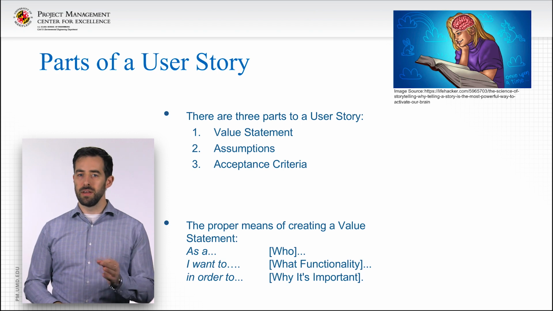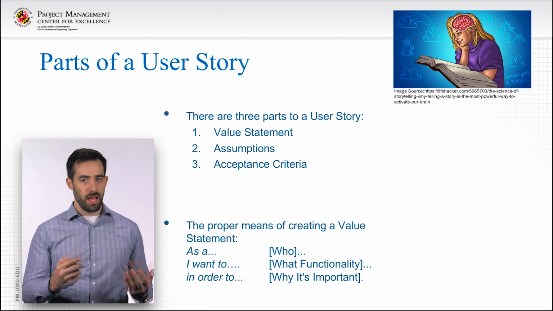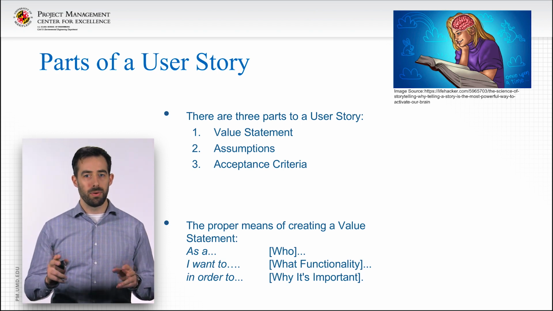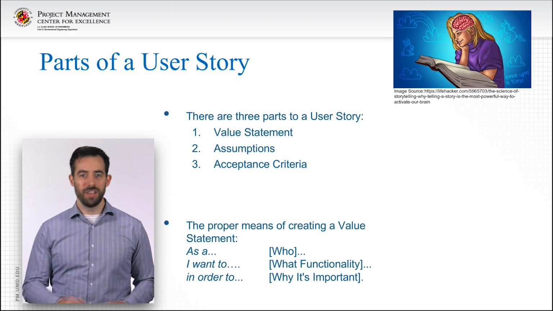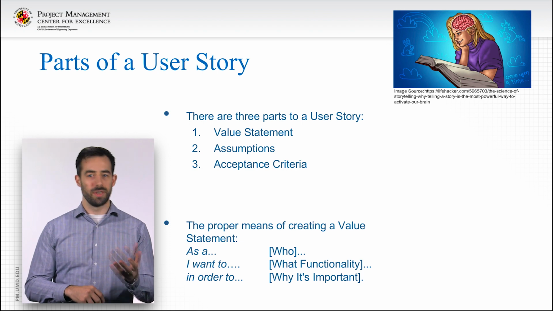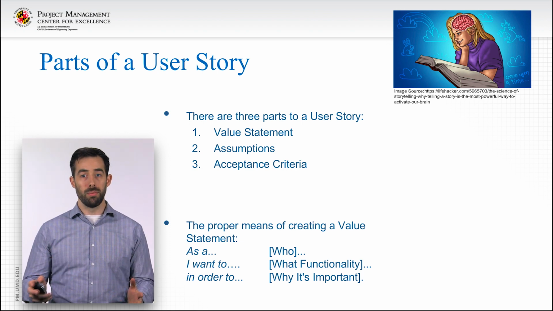This ensures there's a clear understanding when, say, the term end user is put into the who part of the value statement. Usually end user is too vague. It should be a description title such as research librarian or fighter copilot.